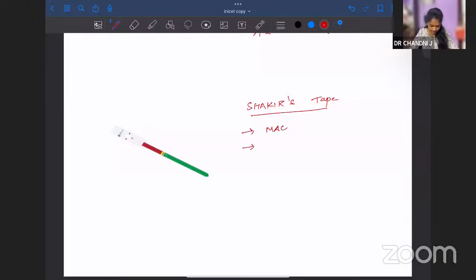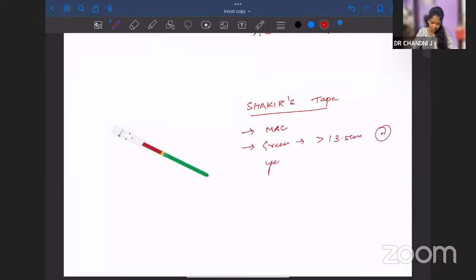You can see this as how many colors? That's like your traffic signal. This has 3 colors. This is a color-coded tape to measure the midarm circumference. So you use this and see what way the child falls. If it is in the green zone, it means it is more than 13.5 centimeters and it is normal.